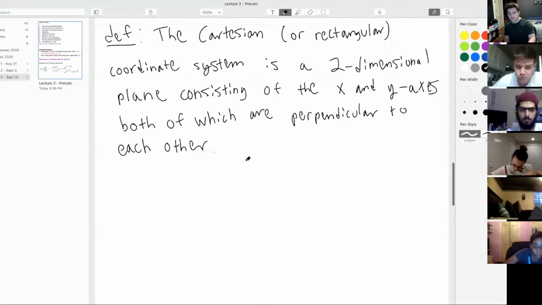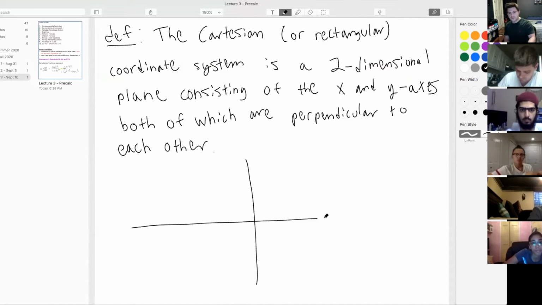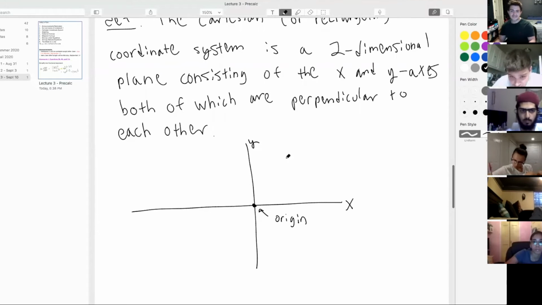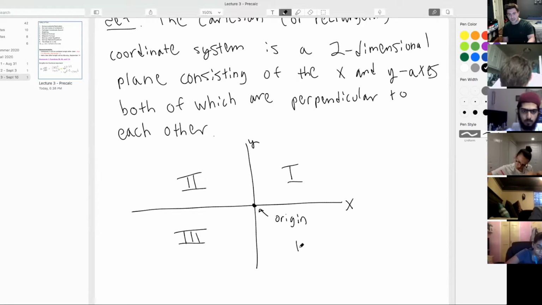I'm sure this will look familiar. We have our two axes here. They cross each other at right angles. That's what perpendicular means. This is the x-axis, the horizontal guy. The vertical guy is the y-axis, okay? We have this point in the middle that we call the origin, okay? And we also like to give names to these four sections. They're called quadrants. So this guy is the first quadrant, this guy is the second quadrant, and so on, okay?